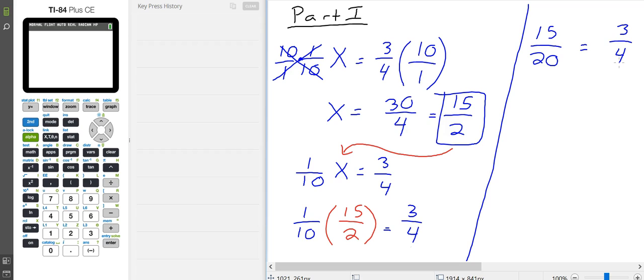Let's simplify it. The 15 and 20 are both divisible by 5. 15 divided by 5 is 3. 20 divided by 5 is 4. 3 over 4 is equal to 3 over 4. Therefore, the answer is correct.